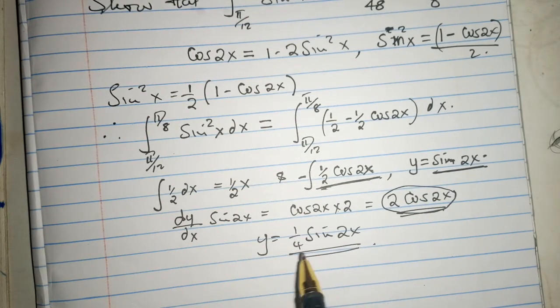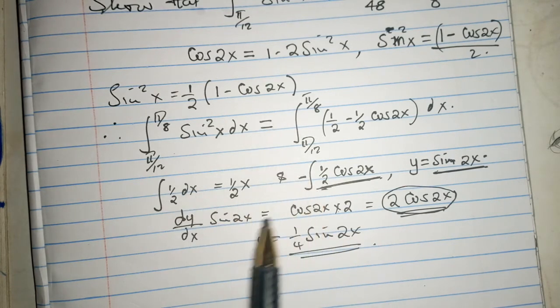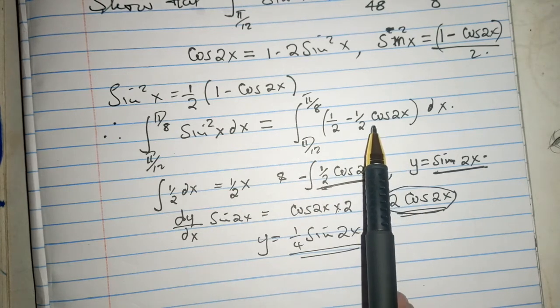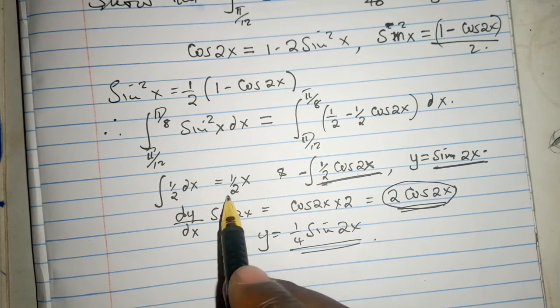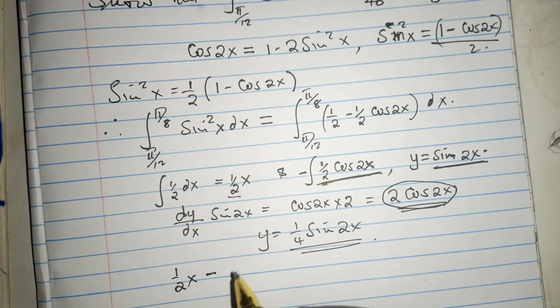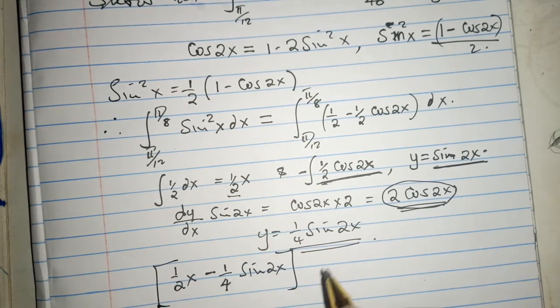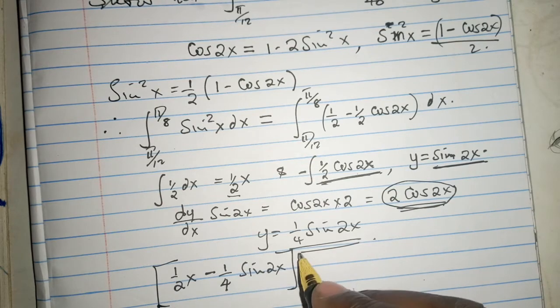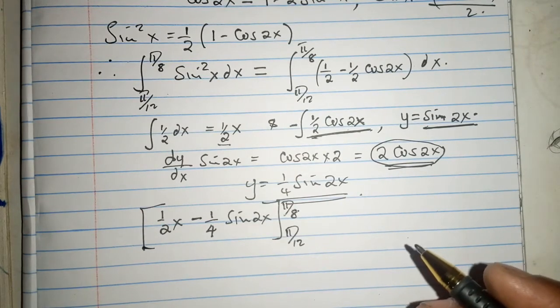And therefore, the integral now, after we realize this is supposed to be the integral of the half cosine 2x, we combine the two and have half x minus a quarter sine 2x, and of course now we have the square bracket because we have integrated. This is pi over 8. Now this is where we are now.